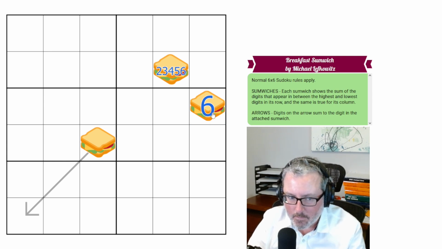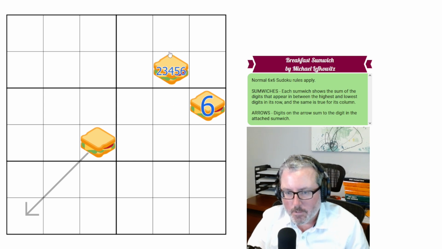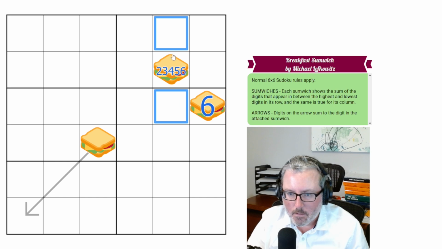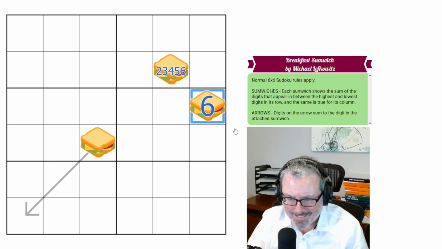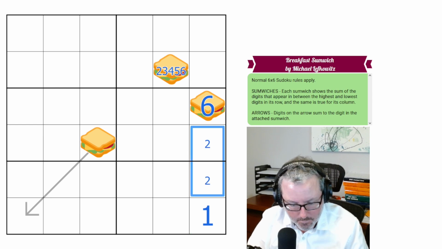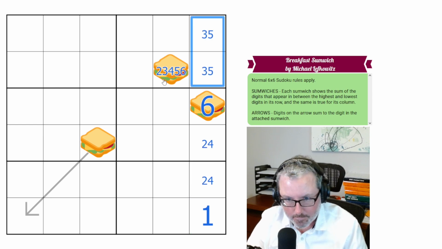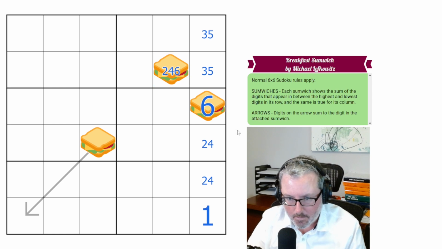Because how can you ever have... Because you either have to have 1 and 6 on each side of the Sumwich, or the 6 has to be part of the Sumwich, which we've determined by multiple variations of how things could work. So I think this just has to be a 6. Now, if this has to be a 6, this has to be the 1. These have to be 2 and 4. These have to be 3 and 5. This is not 3 or 5.